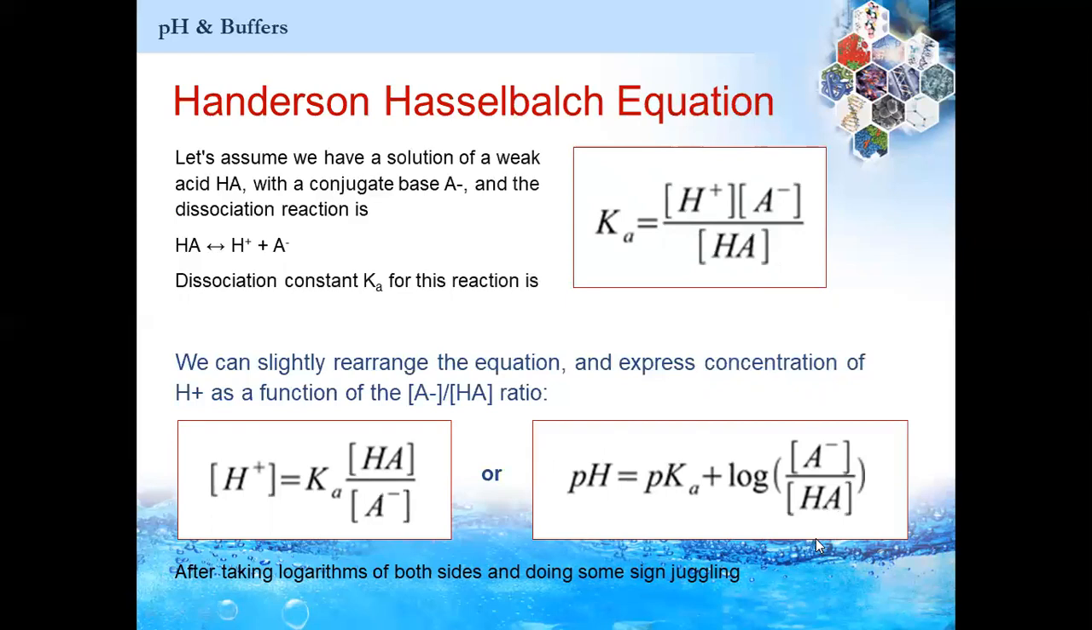The other way around, if I know the pH of the buffer that I need to make, and I know the dissociation constant of the weak acid used in the buffer, and I am asked to find out the concentration of the salt and the weak acid needed to make the buffer, then also I can determine it using this equation. So this is the importance of this Henderson-Hasselbalch equation.